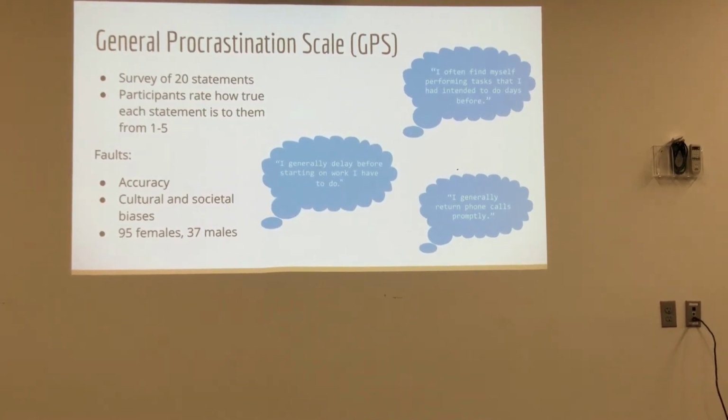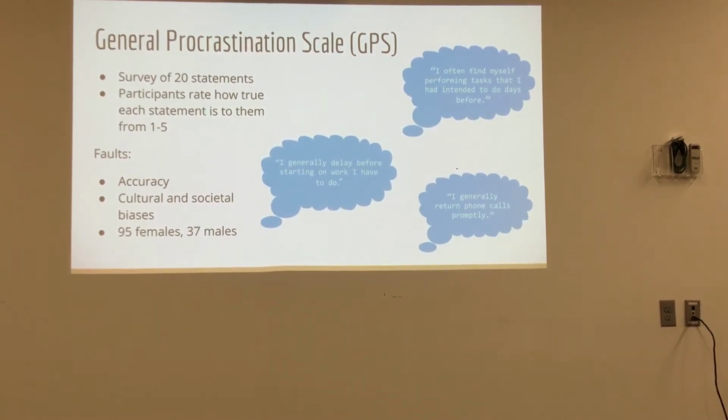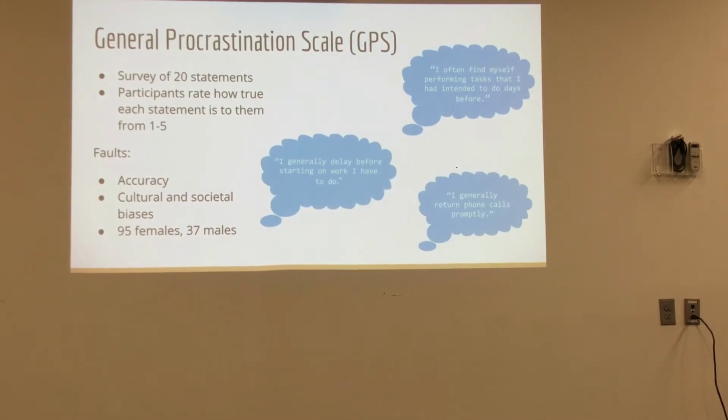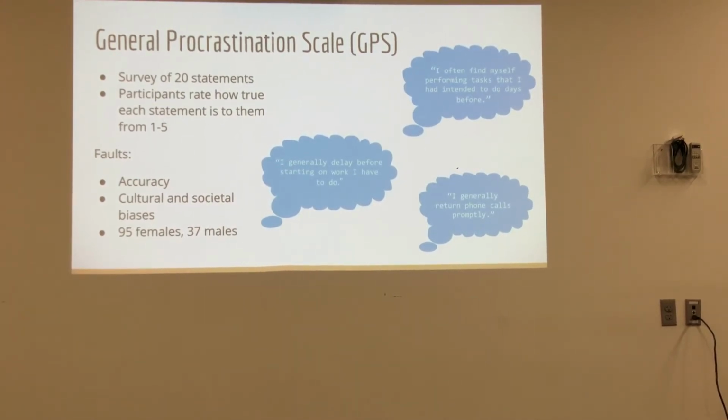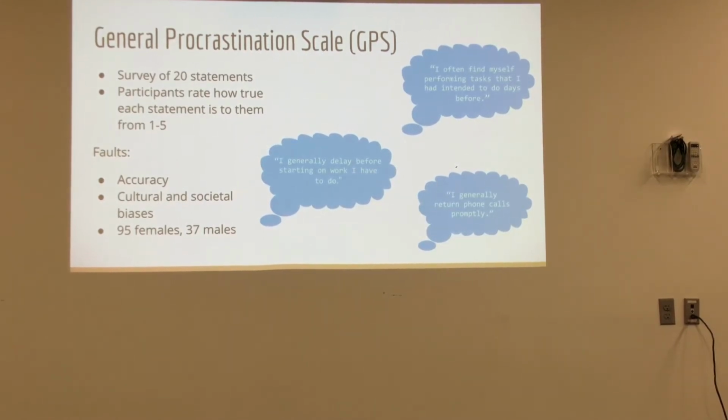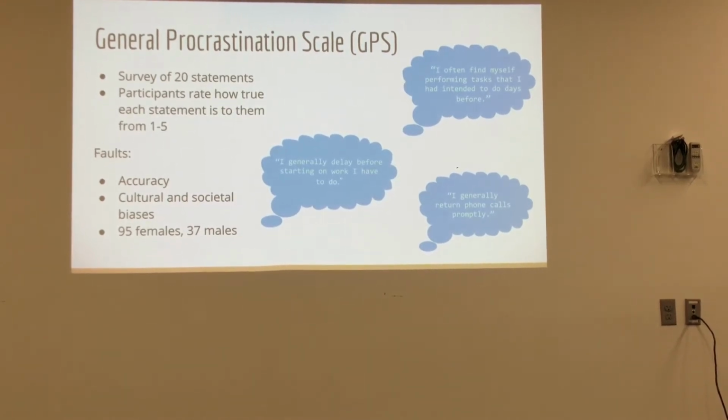There are a couple of faults, just as a heads up going into this paper, with this method of the self-survey. For example, accuracy. We can't guarantee that everyone's responding perfectly accurately. There are also cultural and societal biases that play into the answers. For example, Denmark is generally known as the happiest country, but studies have shown that this is often because it's a societal norm to say you are happy and doing well, even if you might not be. And finally, in this study, there were 95 females and 35 male participants, so that skews the data a little bit as well.